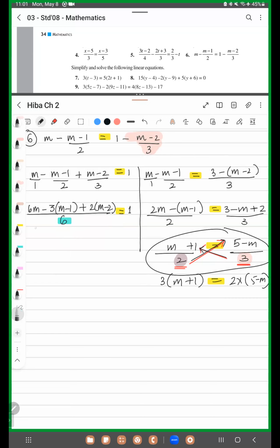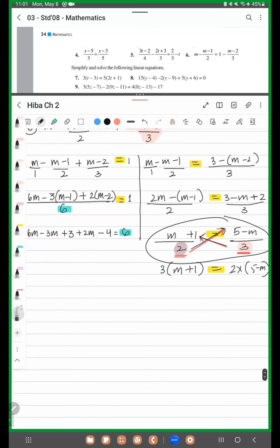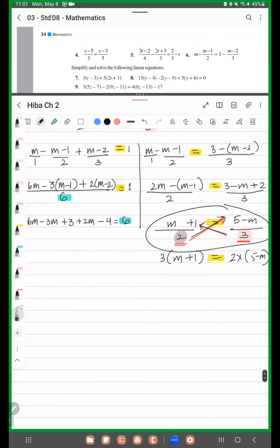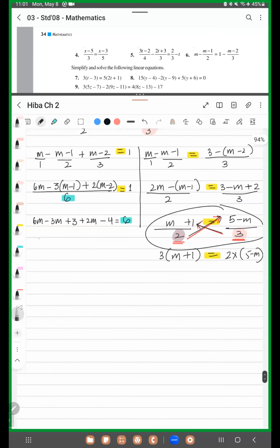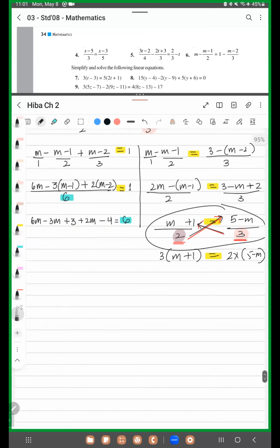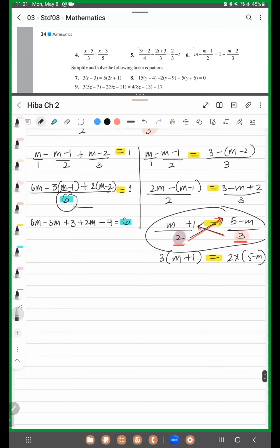6m minus 3m. 3. Continue करिए. 3m plus 3 plus 2m minus 2 is equal to 6. Sorry, minus 4. So is equal to 6 कैसे आया? Because you sent it exactly. Very good. So that's the same thing that I was telling over here also. चलो continue. Then यहाँ पे अब हम क्या करेंगे?